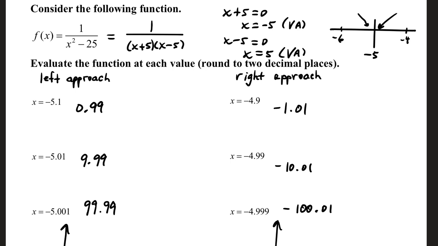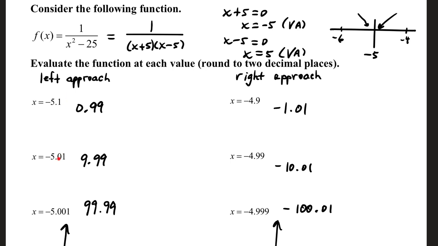For this function, we have f of x equals 1 over x squared minus 25. That denominator factors as a difference of two squares. We're not able to cancel, so both of these factors will produce vertical asymptotes.